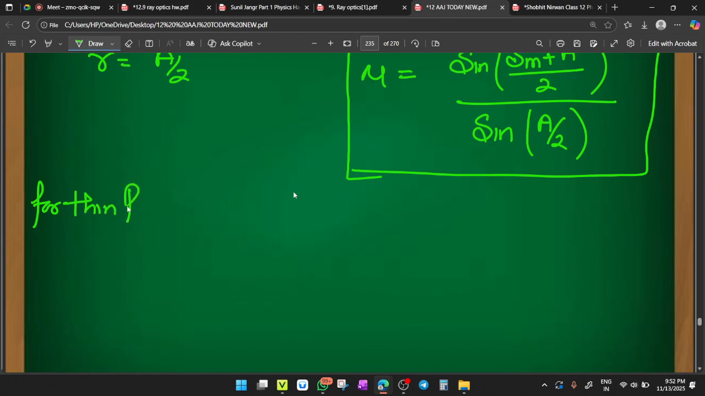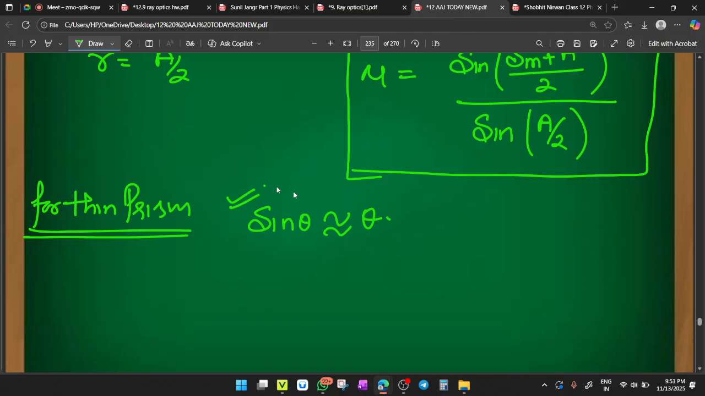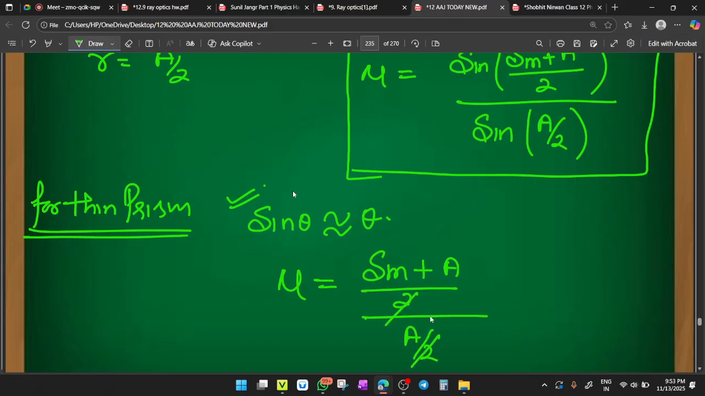Now, one more consideration for a small prism, a thin prism. For a thin prism, the angles are very small, so sine theta is considered to be near about theta. This is a famous consideration in the field of optics. So mu equals what? In the place of sine of delta m plus A by 2, you just put delta m plus A by 2, and sine A by 2 becomes A by 2. Now 2 and 2 get cancelled out.